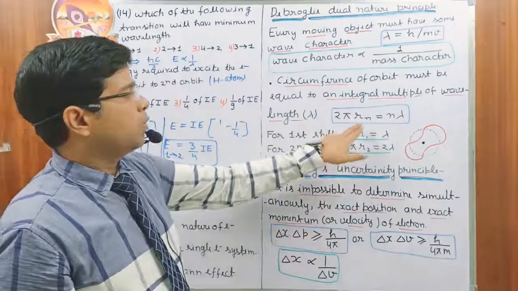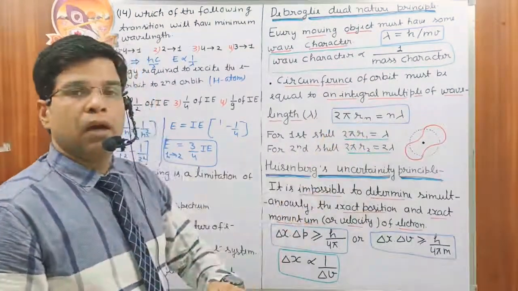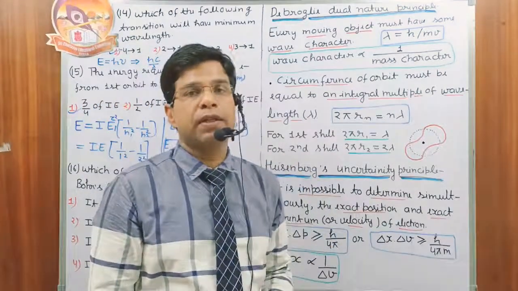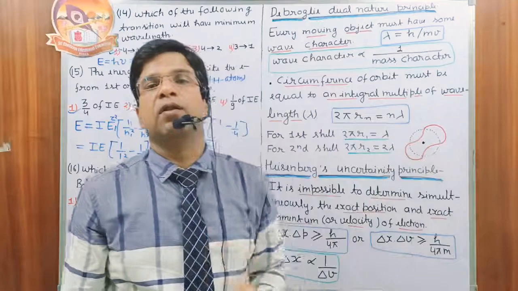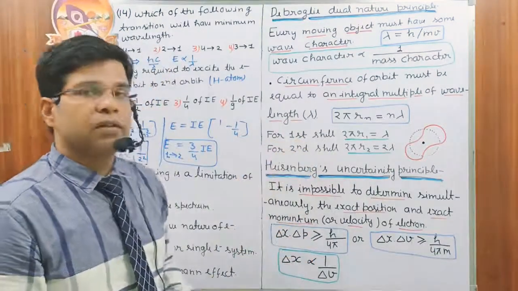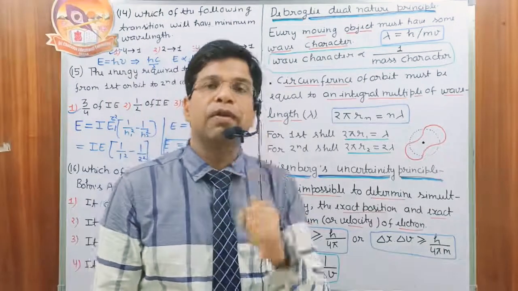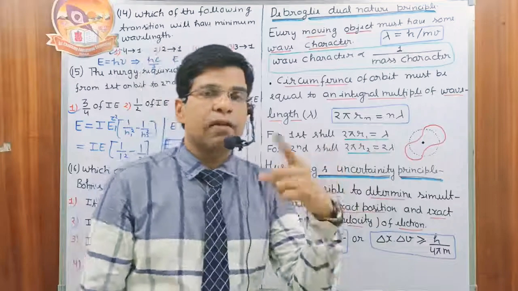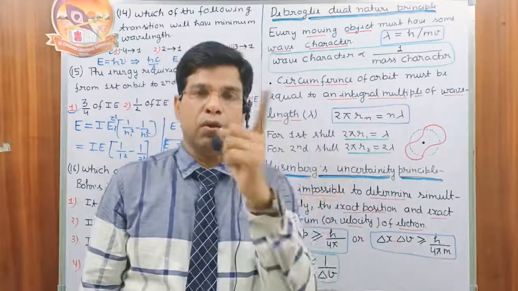2 pi r is equal to n lambda. Here r is the radius of the orbit in which the electron is present, and lambda is the wavelength of the electron. According to that, in the first shell we form one wave, and in such case the 2 pi r circumference of the first shell is equal to 1 times lambda.